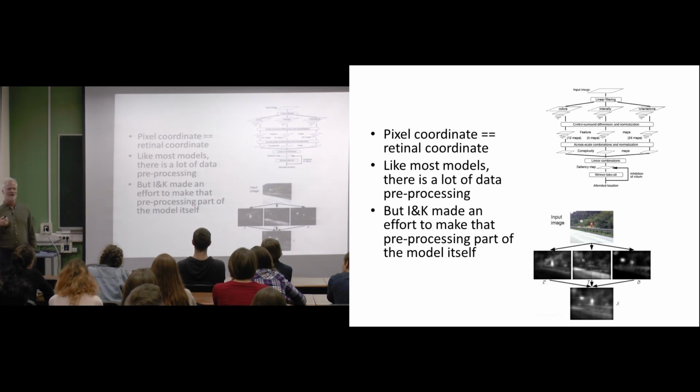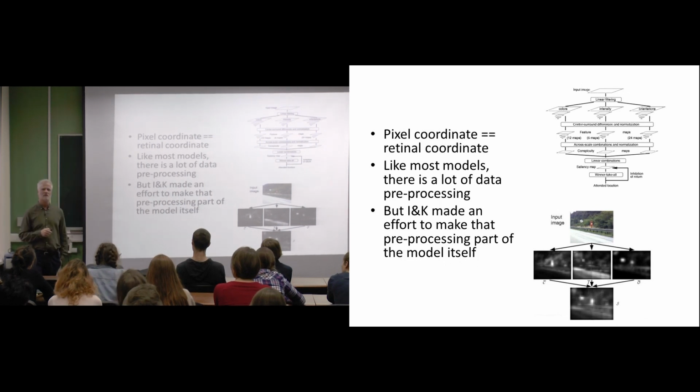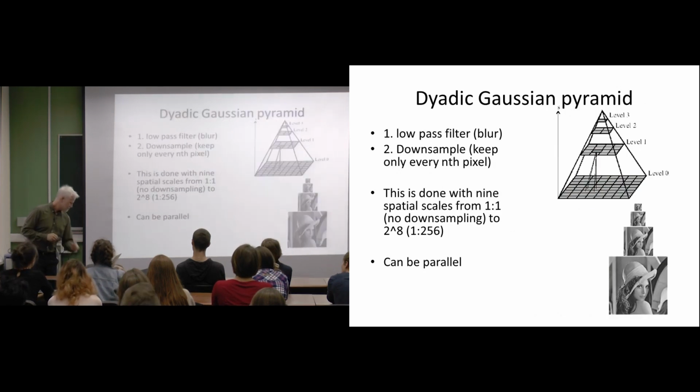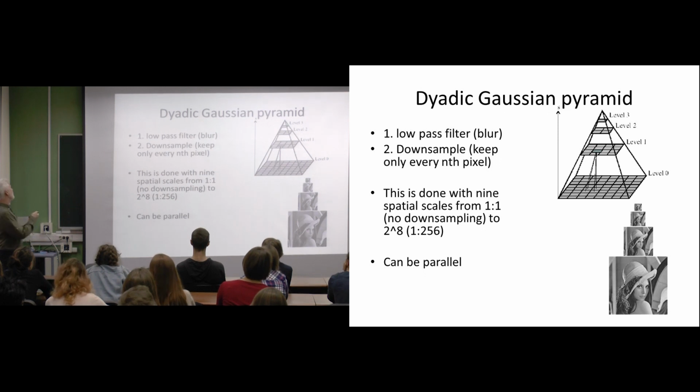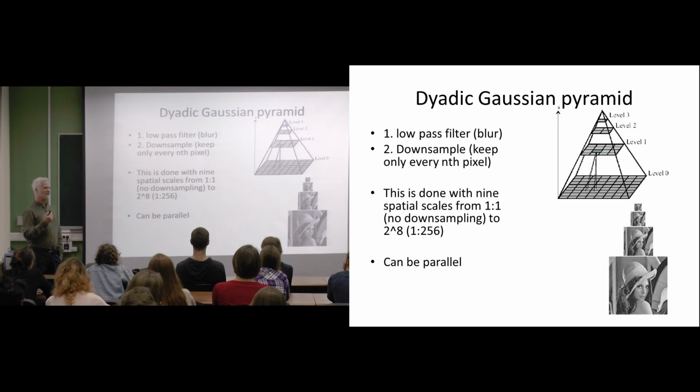Like any model, those of you in computer science know data pre-processing is essential and a pain. One of the greatest things about this model is that they included that data processing as part of the model itself. Okay? So one of the first stages of that pre-processing uses these dyadic Gaussian pyramids. They take the original image and first put it through a low-pass filter. Some of you may recognize some of the techniques here.